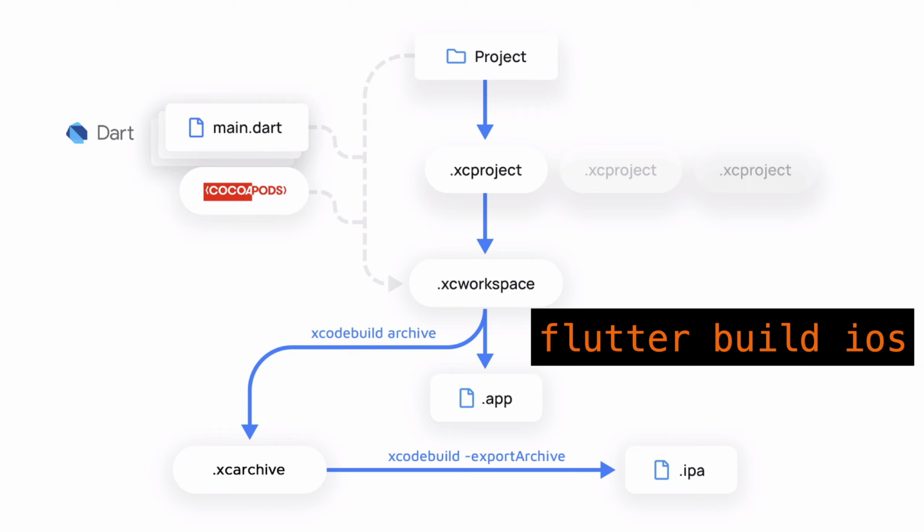And one thing to note is that when you create the archive from the Xcode workspace, it builds the entire app again from source, because when archiving, no derived data or cache will be used. And this is one of the reasons why building an iOS app for release takes significantly longer than building an Android app.